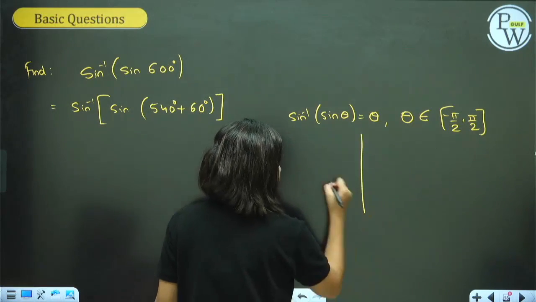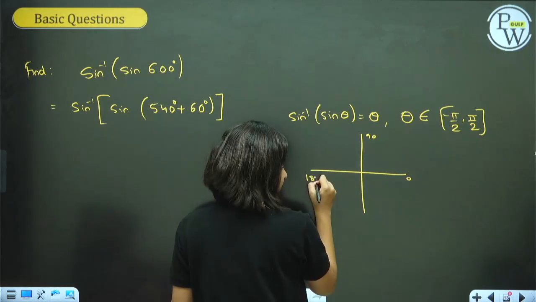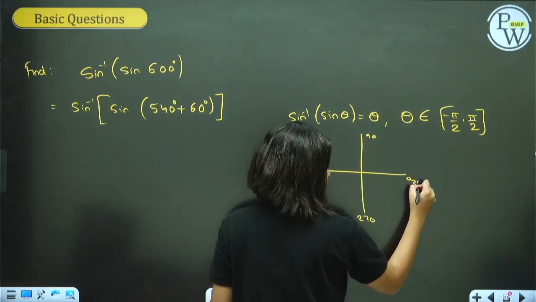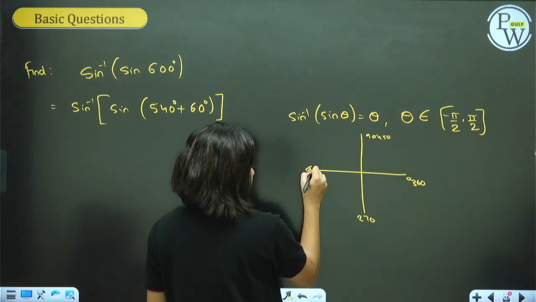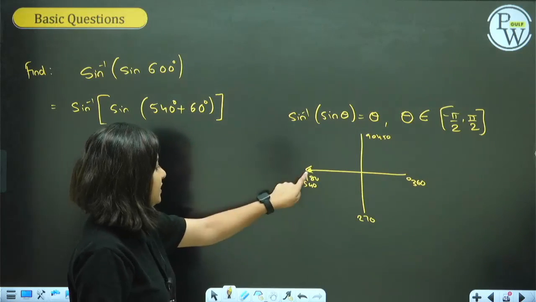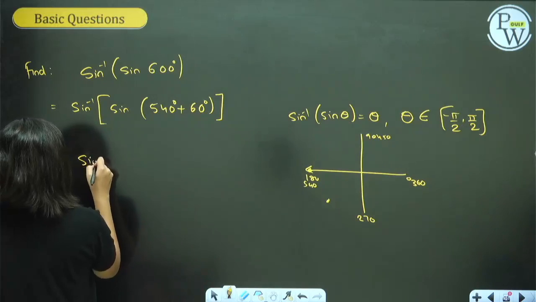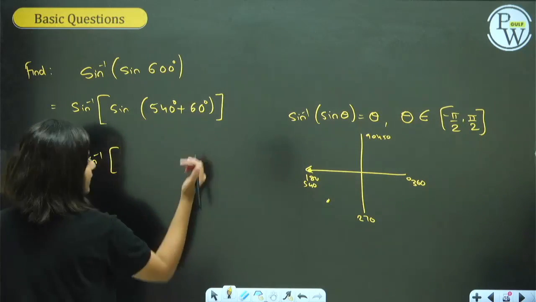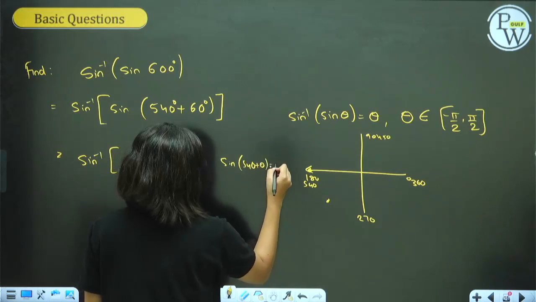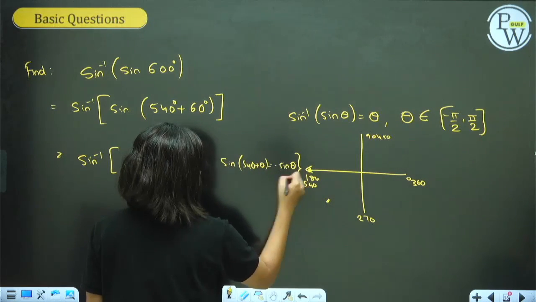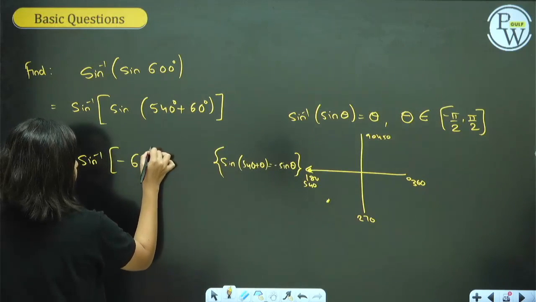Where is 540? 0, 90, 180, 270, 360, 450, 540. So 540 is over here. And 540 plus 60, which means it will be in the third quadrant. What happens to sine in the third quadrant? Sine of 540 plus theta is minus sine theta. In the third quadrant, sine is negative. So sine of 540 plus theta is minus sine theta.